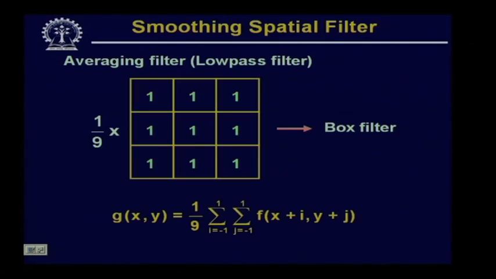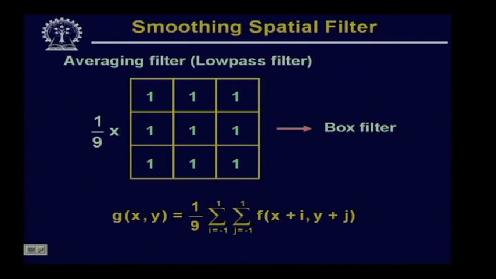So, let us first quickly see what we have done in the last class. In the last class we talked about the averaging filters or low pass filters, and we talked about two types of spatial masks which are used for this averaging operation.